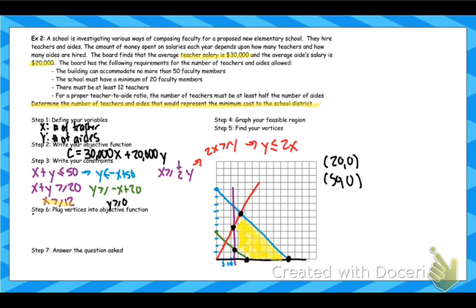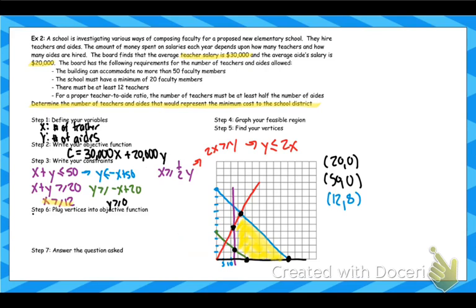The first intersection I'm looking for is where the purple and the green meet up. The purple line is x equals 12. The green line is y equals negative x plus 20. So if I want to find that intersection, I want to know when y equals negative x plus 20 intersects when x equals 12. So I'm going to plug in 12 for x, and I get that y equals 8. So that intersection point right there, when x is 12, y is 8.